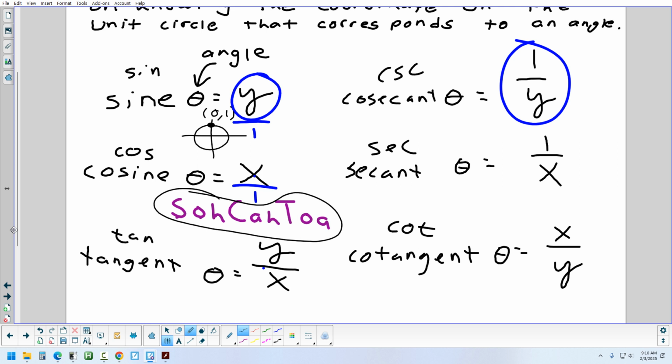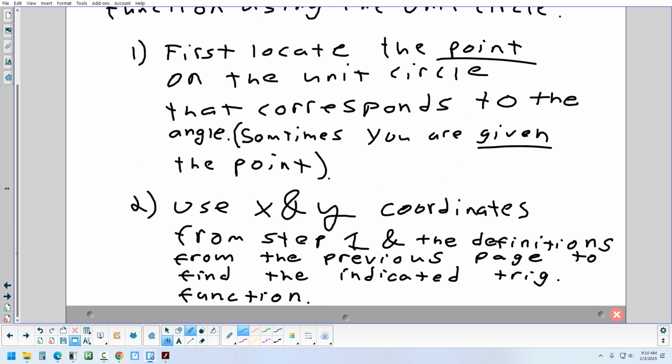On the test, I'm just going to ask you for one of the trig functions per problem. You'll see all the trig functions on the test. But per problem, I'm just going to ask you for one trig function. And when we go through a problem, I'll show you what I would ask you.